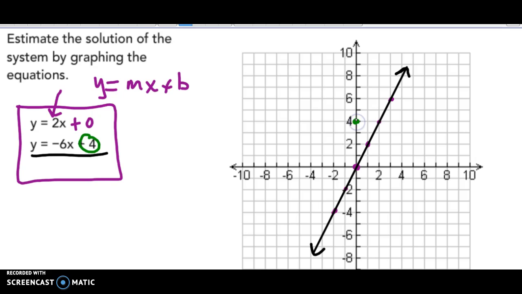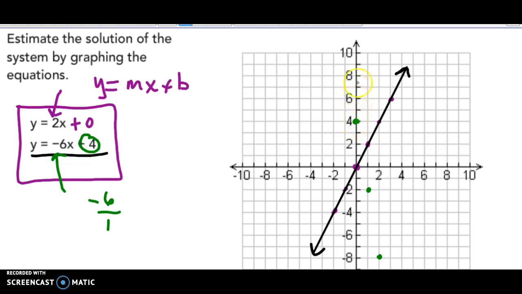So on the y-axis, I put a point at 4, and now I'm going to use my slope, which is -6. So I'm going to go down 6 and over 1. So from here, I'm going to go down 6. Oops, I'm sorry. I started with the wrong y-intercept. That would make a difference. Well, let's start again. We're at our y-intercept of 4, and I'm going to go down 6 and over 1. Down 2, 4, 6, and over 1.